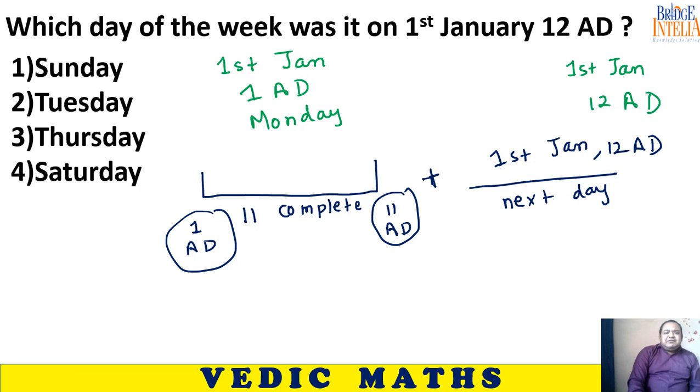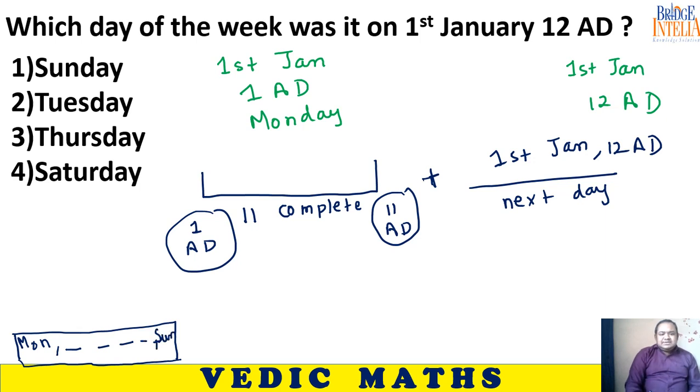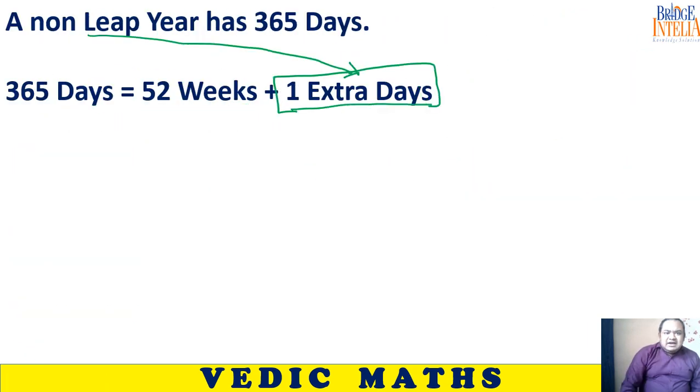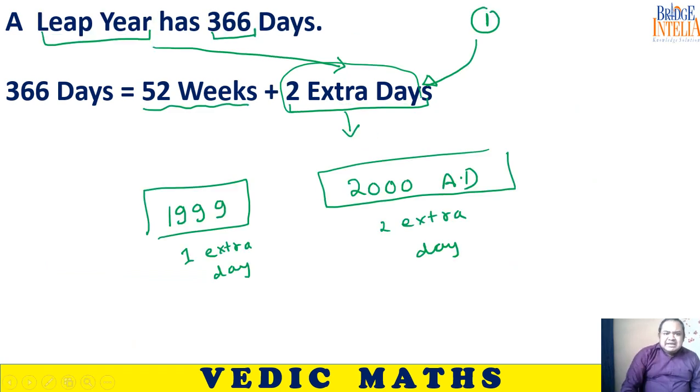You know that 1st January 1st AD is Monday. That means the modern calendar is designed in such a way that the week begins from Monday. Week begins from Monday and ends on Sunday. This is how our modern calendar is designed. Now 11 complete years. We have just studied that a normal year generates one extra day and a leap year generates 2 extra days.